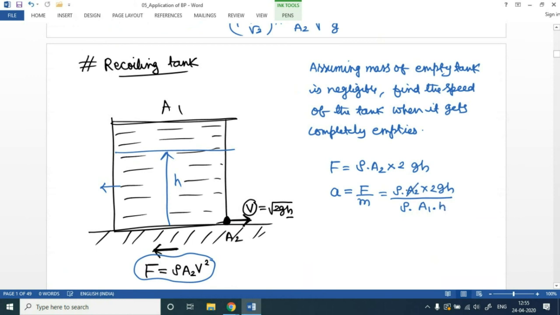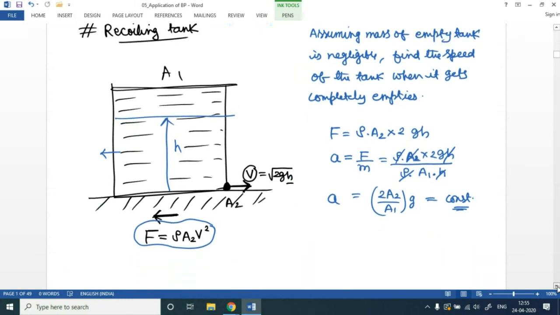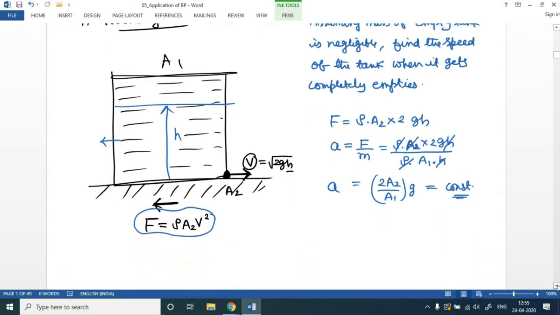So A2 will not cancel, h will get cancelled over here, and this rho will get cancelled over here. So what you will be getting is 2A2 by A1 times g, and that is a wonderful result, because you can see that this term is a constant. So the motion of this container would be a uniformly accelerated motion. And that being said, finding out the final velocity becomes very, very easy for us.